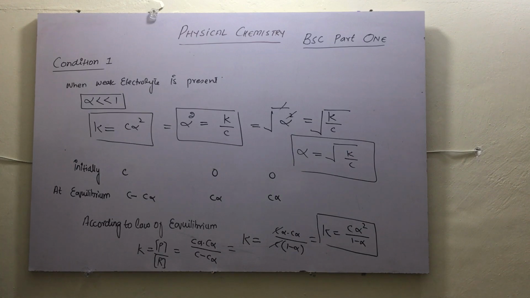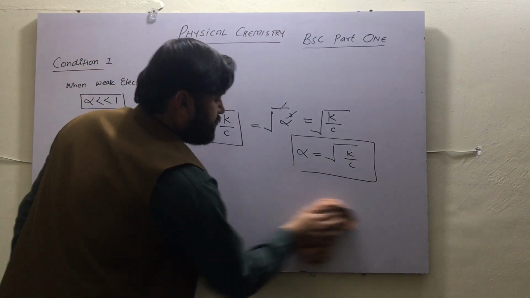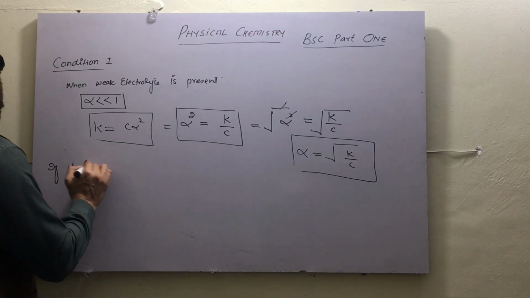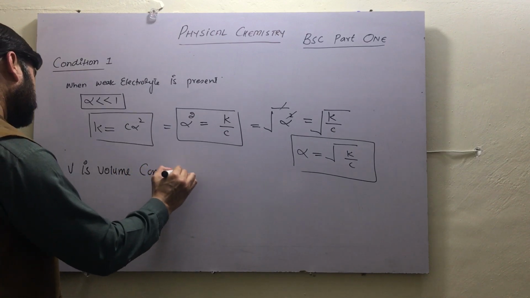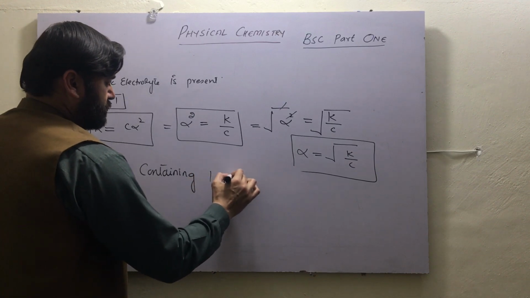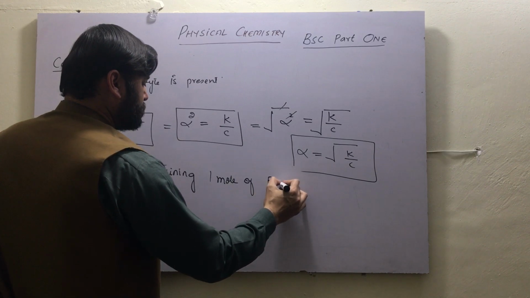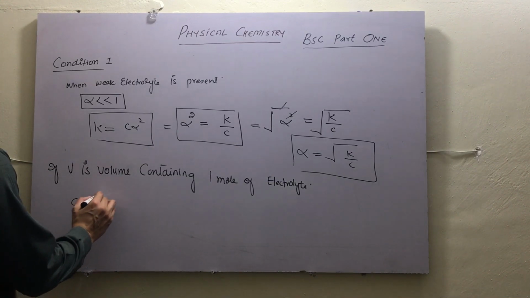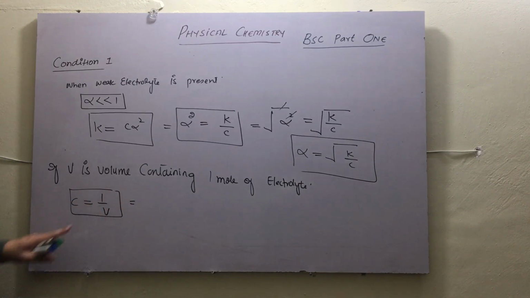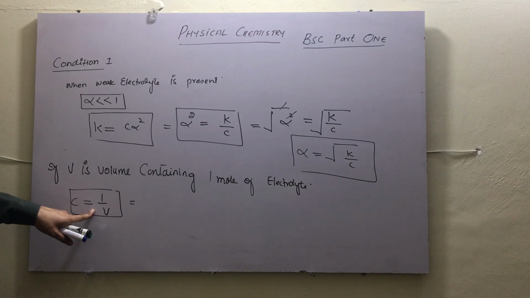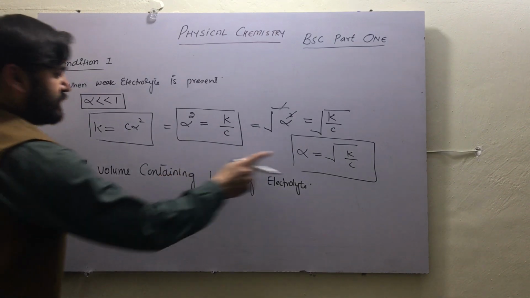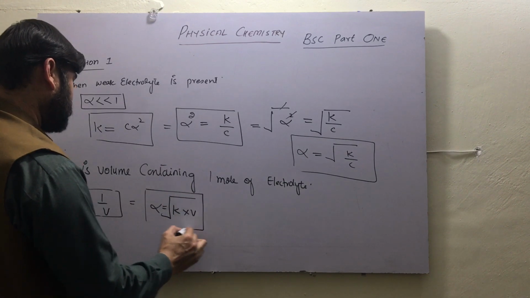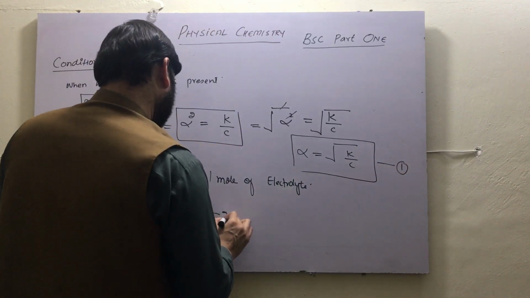And here, if V is the volume containing 1 mole of electrolyte, weak electrolyte, then the concentration is equal to 1 by V. If we just replace C with 1 by V in place of this, alpha is equal to the square root of K into V. This is another important relationship. This is relationship number 1 and this is relationship number 2.